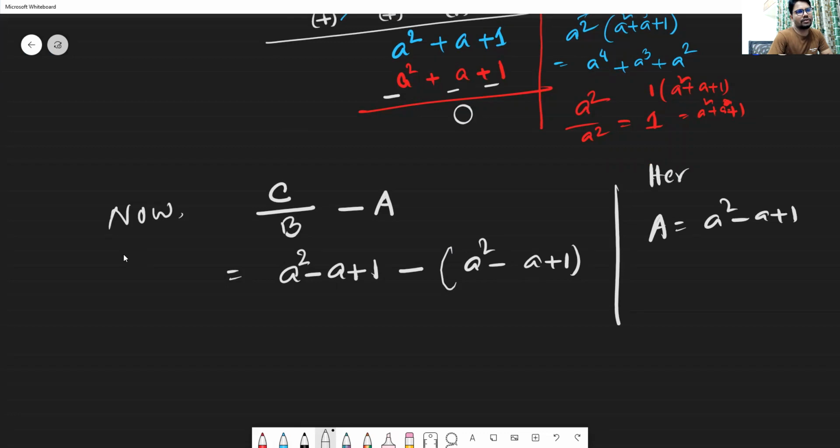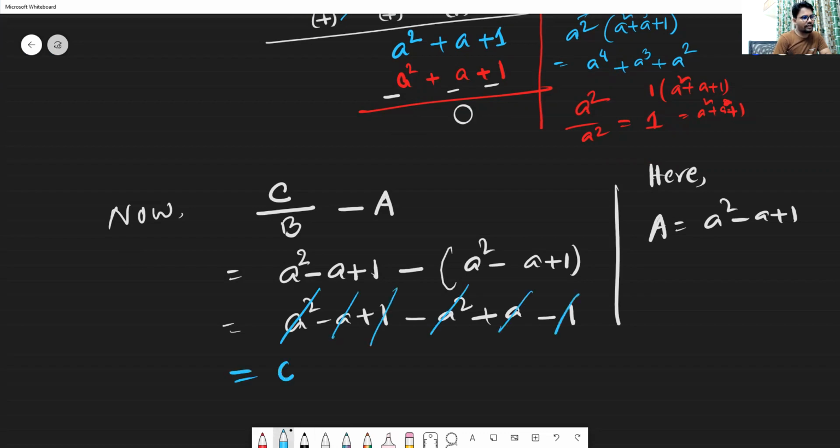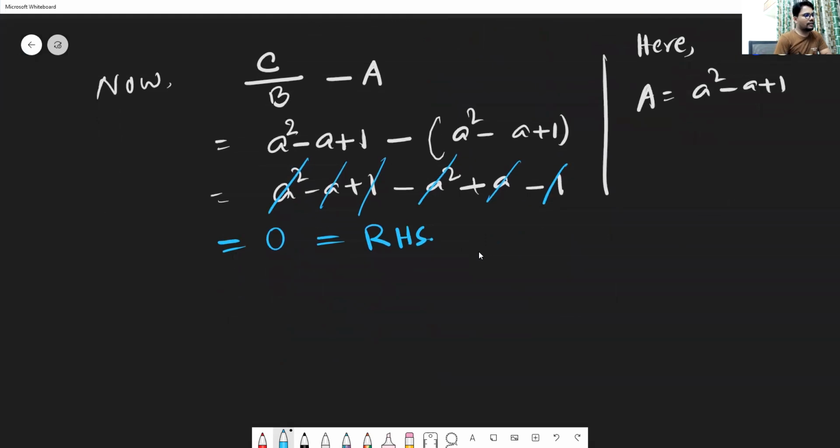Here you can give the side note. So now do the simplification. A square minus a plus 1 minus a square plus a minus 1. So a plus a square minus a square minus a plus 1 minus 1. So there is 0, which is our right hand side. So finally, we can say the value of the left hand side is equal to the value of the right hand side, and this is shown.